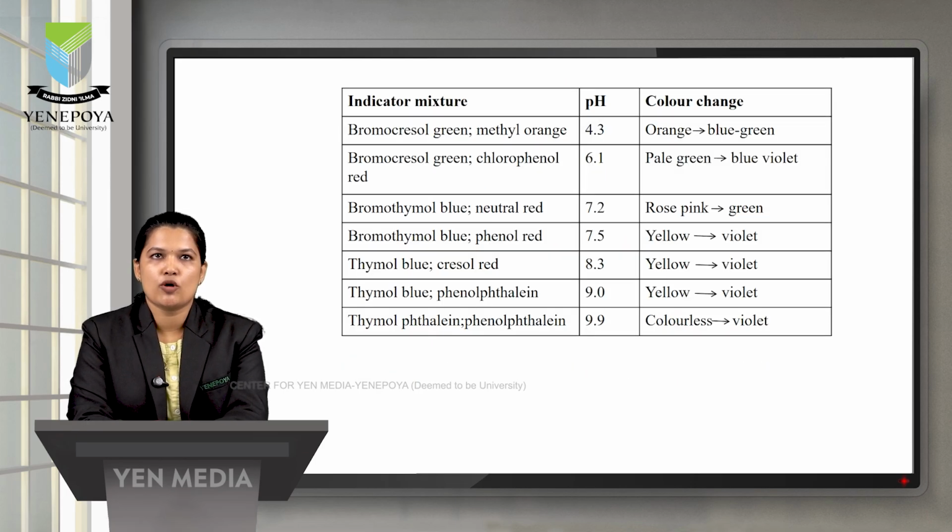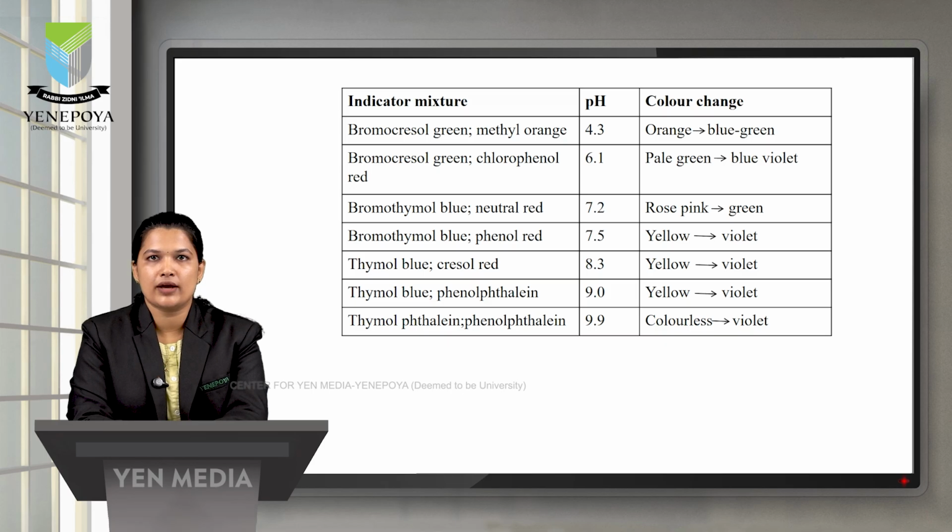These are the examples: bromocresol green and methyl orange, with a pH range of 4.3, where the color changes from orange to blue green. Bromocresol green and chlorophenol red, with a pH of 6.1, where the color changes from pale green to blue violet. Bromothymol blue and neutral red, with a pH range of 7.2, where the color changes from rose pink to green.